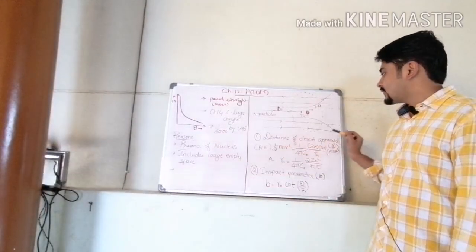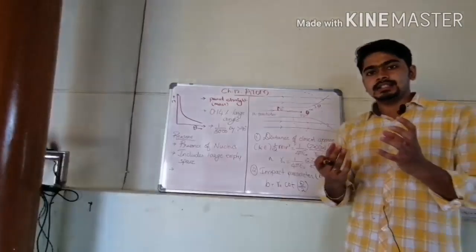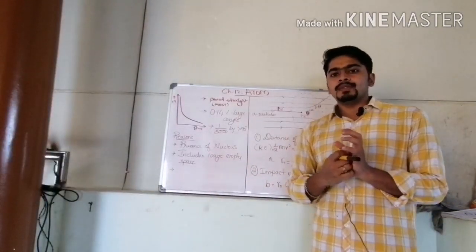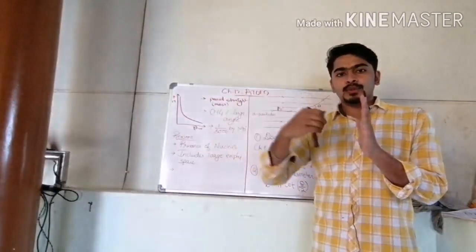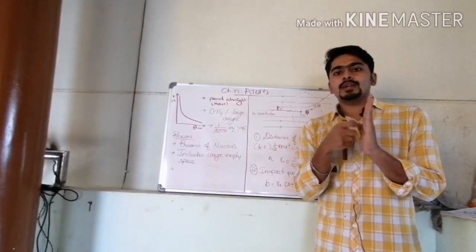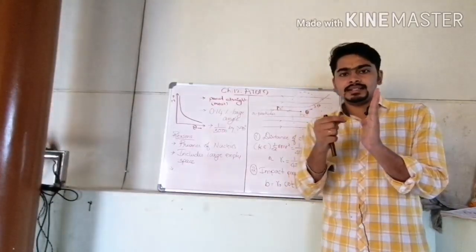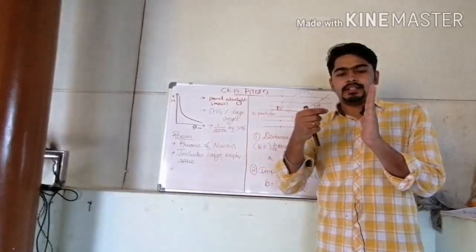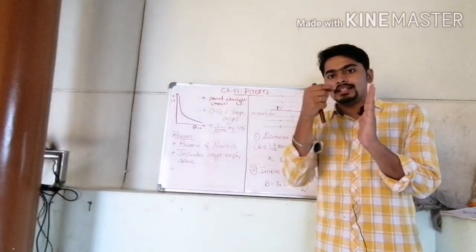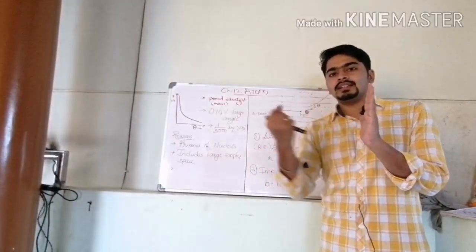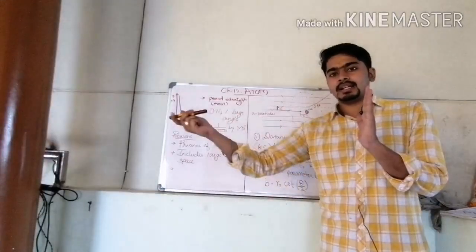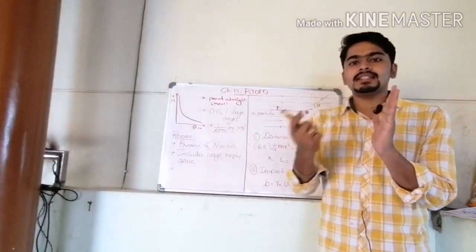What is the distance of closest approach? The alpha particle is approaching the nucleus. At a certain distance, the alpha particle travels towards the nucleus, stops there, and travels back or traces the same path. Why? What is the reason behind it?